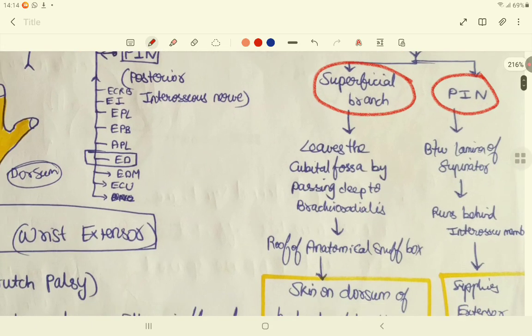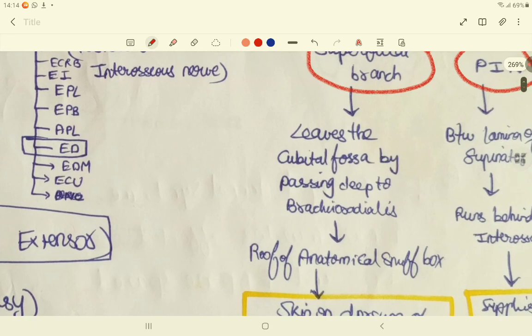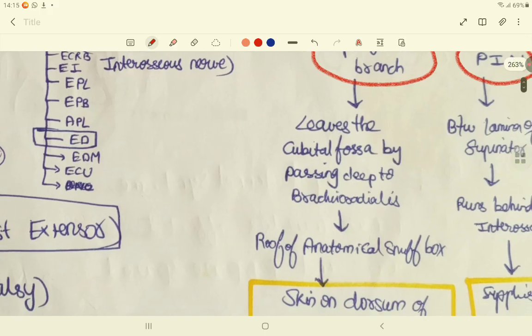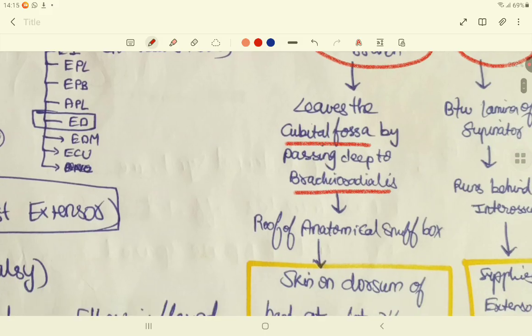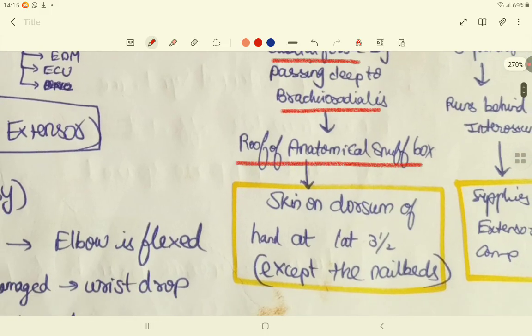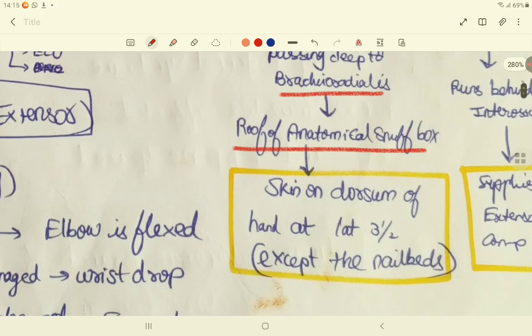This superficial branch basically leaves the cubital fossa by passing deep to the brachioradialis. I hope you already know about the cubital fossa. This brachioradialis is one of the boundaries of the cubital fossa. So it passes deep to the brachioradialis and leaves the cubital fossa, and then it goes over the anatomical snuff box, like it forms the roof of the anatomical snuff box. And again, if you talk about the anatomical snuff box, one of the contents in the roof was our radial nerve. Then it supplies the dorsum of the hand, that is the lateral 3.5 digits except the nail beds, and these nail beds are going to be supplied by our median nerve, right?